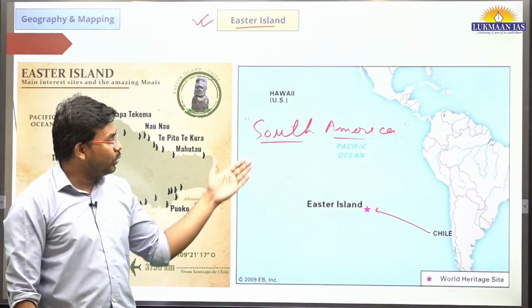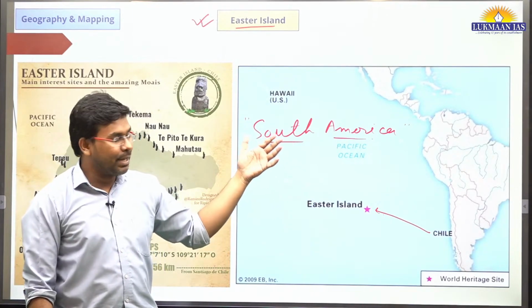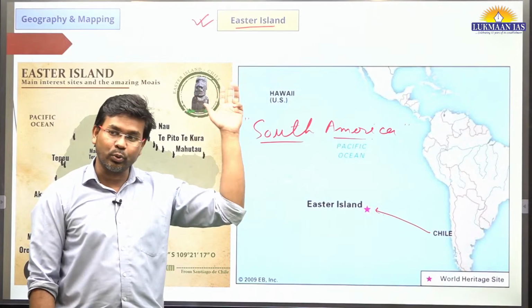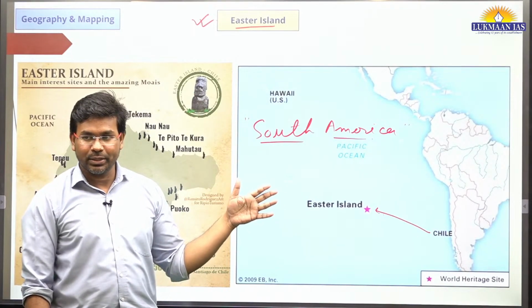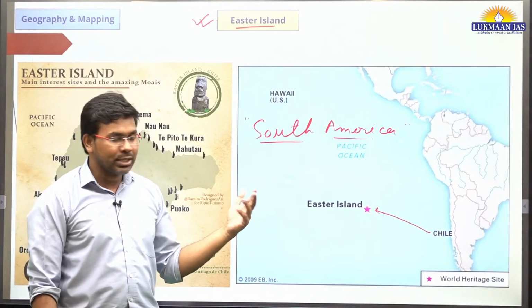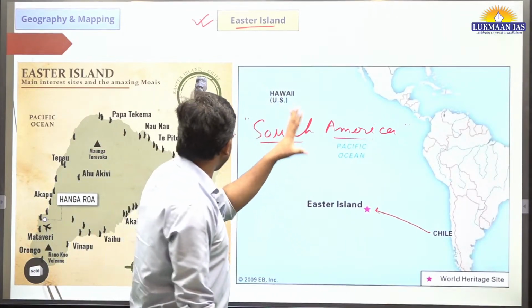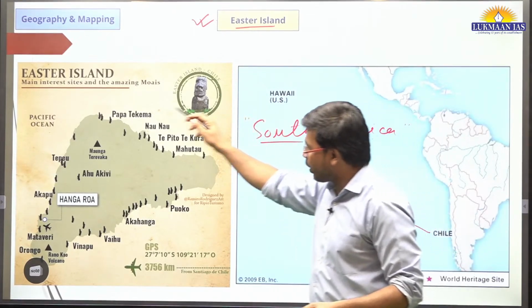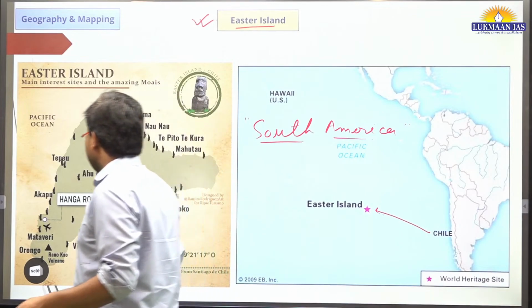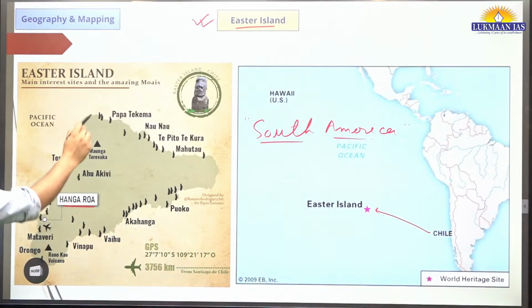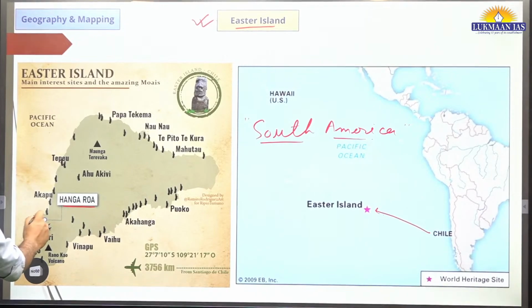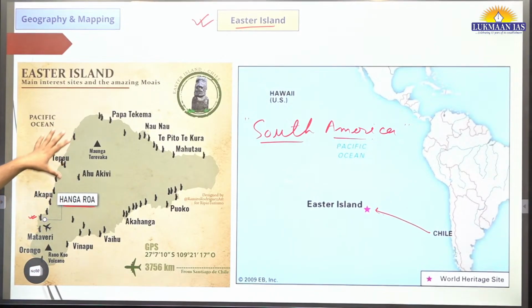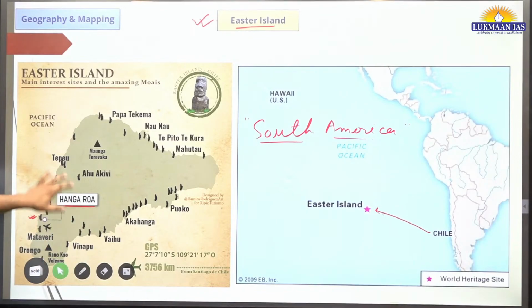The people who reside over here settled around 1200 CE. So it's been long, and these are the most isolated people in the world. This island was in news, and this is an enlarged map of Easter Island. In Easter Island, we have Hangaroa, which can be considered the capital of this particular location. These are some of the names of places that are mentioned related to Easter Island.